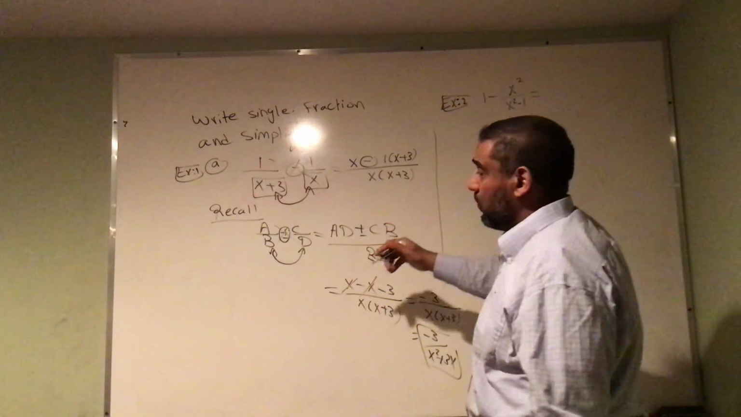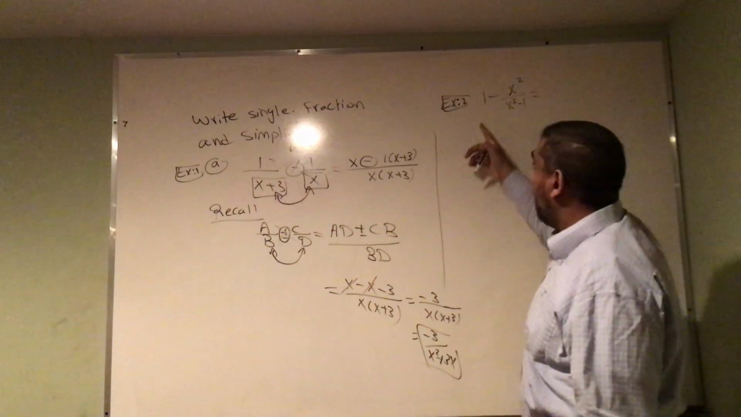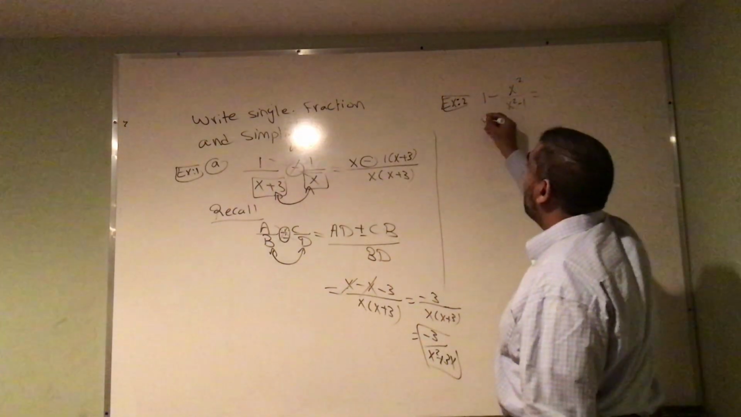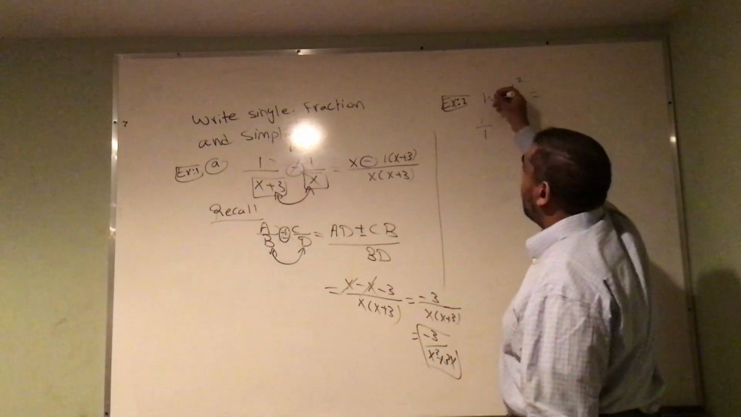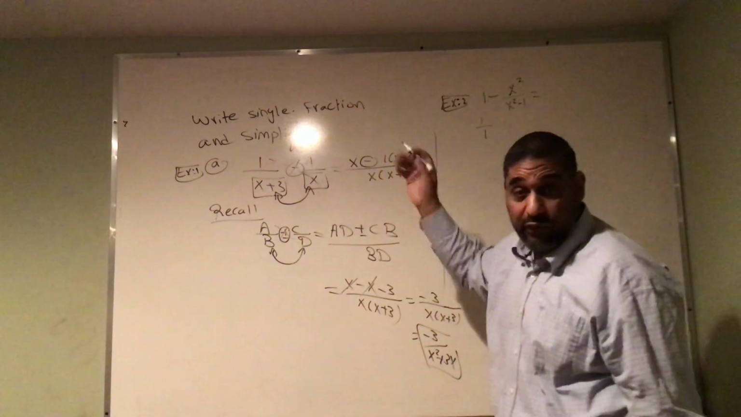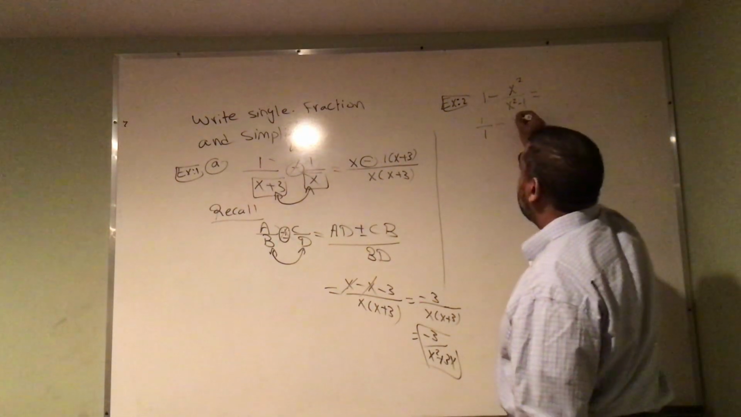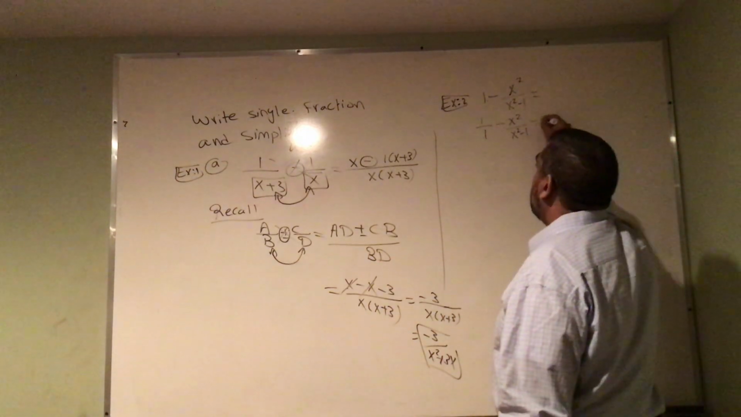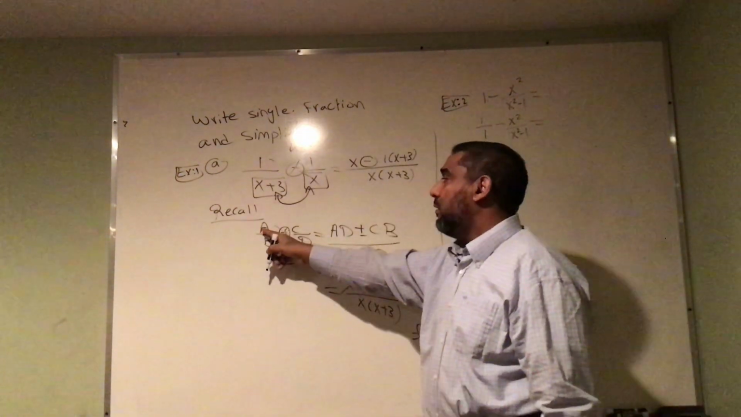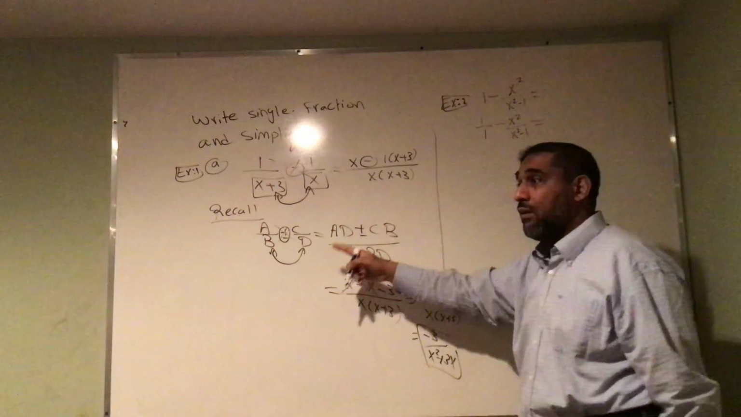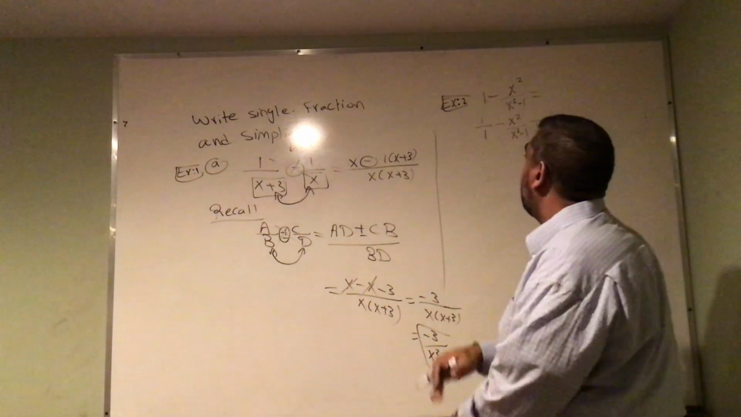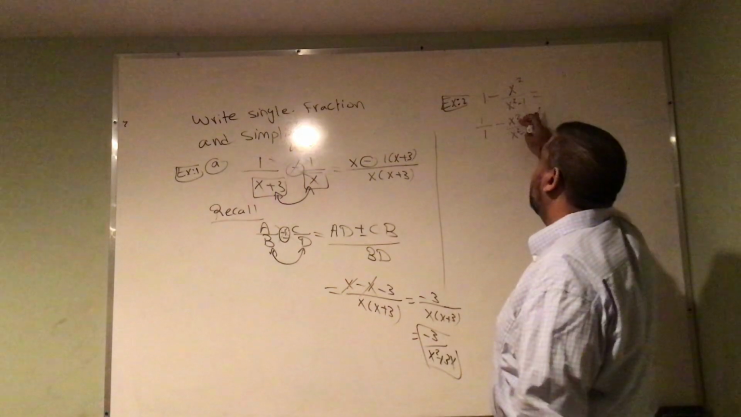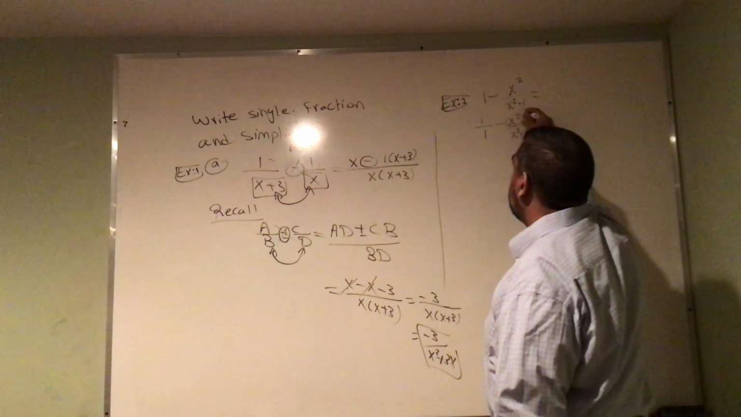Here, I'm going to apply this rule. Look what you have. You have 1, and 1 is nothing but 1 over 1. So I can rewrite 1 as 1 over 1. Minus x squared over x squared minus 1. Then I apply this rule. What is your a? Your a is 1. Your b here is also 1. And then minus x squared over x squared minus 1, so that is your c, and that is my d.